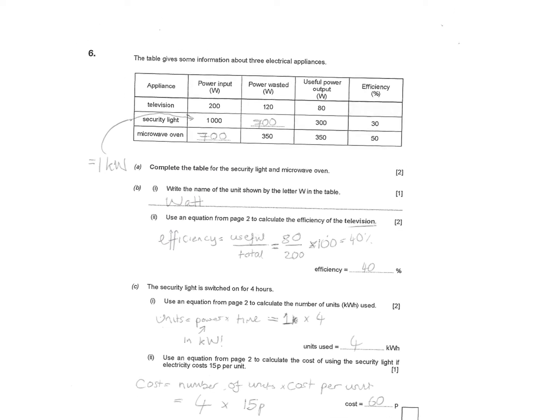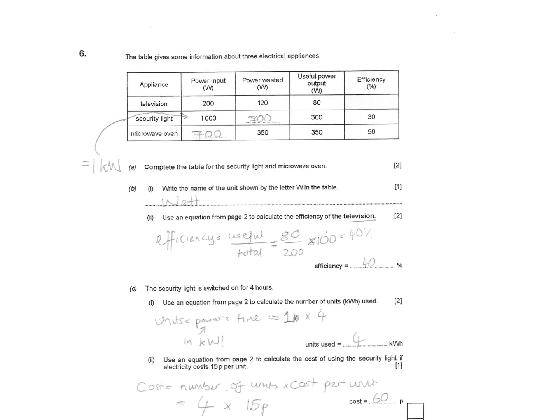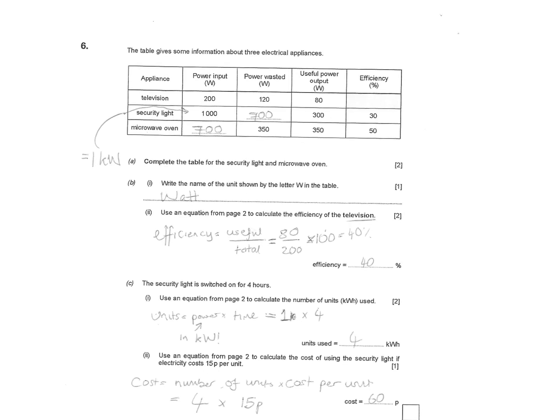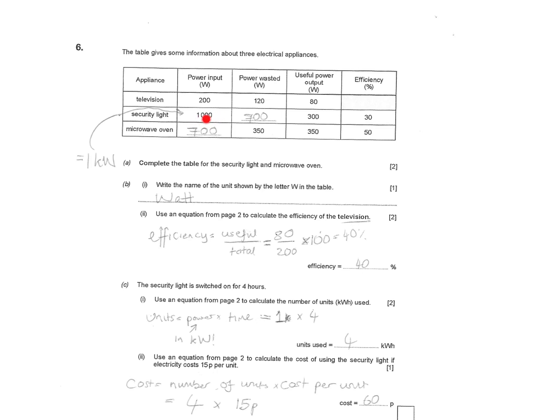Complete the table for the security light and the power oven. So if I start with this middle one, the power input was 1,000, the useful power was 300, so you have to do 1,000 take away 300, and that would give you 700. Okay, this one then, we know we've got wasted and we know we've got useful, add them together, and that then gives you the total energy input. Okay, it doesn't ask you to do anything for the television at this moment in time. Okay, they are nice 2 easy marks if you just look at it and think about it for a minute.